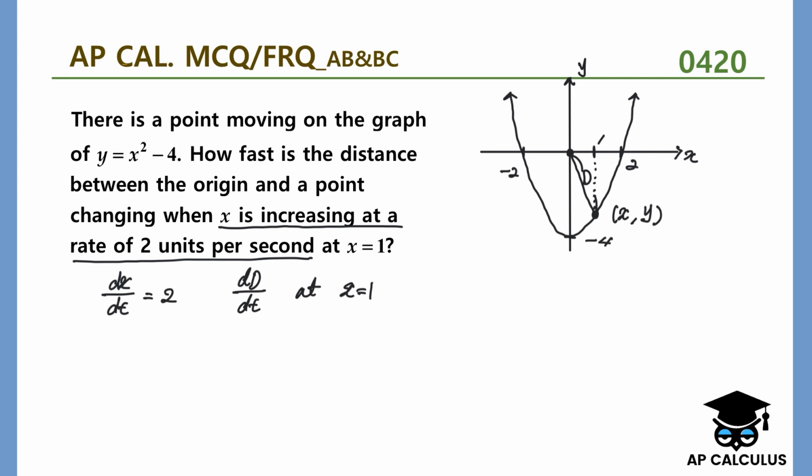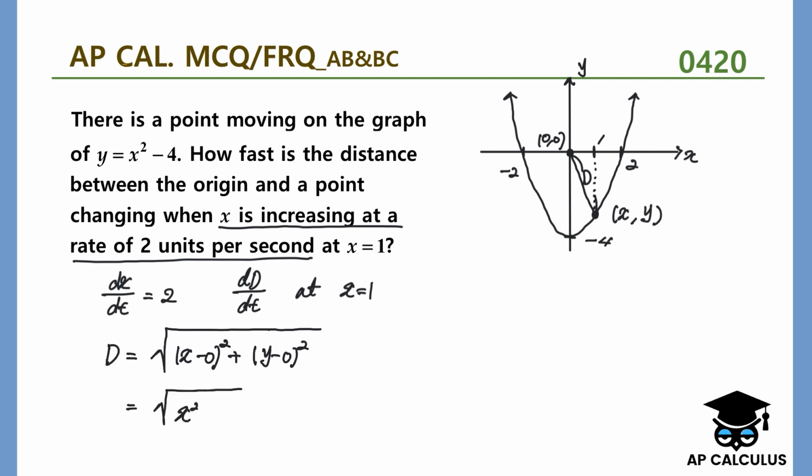So let's start with the equation of the distance between 2 points. Let's use the distance formula right here. Distance is the square root of x2 minus x1, squared. Remember, the origin is 0, 0, right? So x minus 0 squared plus y2 minus y1 squared, so y minus 0 squared, right? So that's going to be equal to the square root of x squared plus y squared, right?